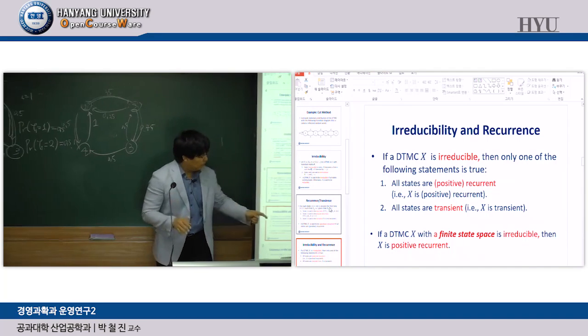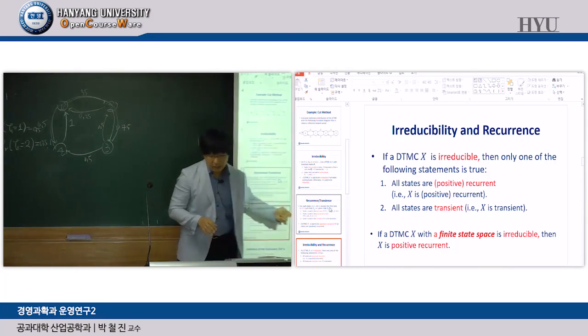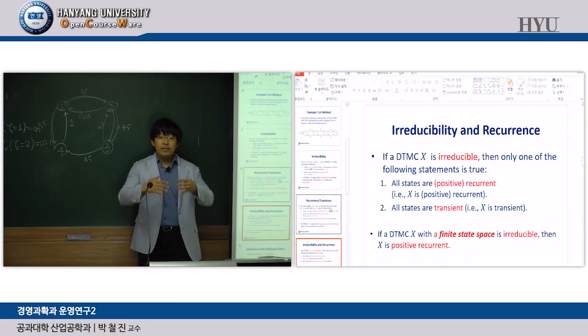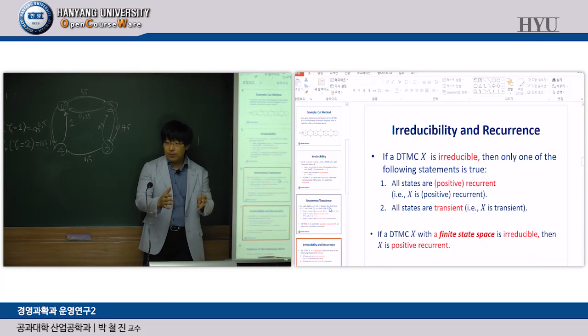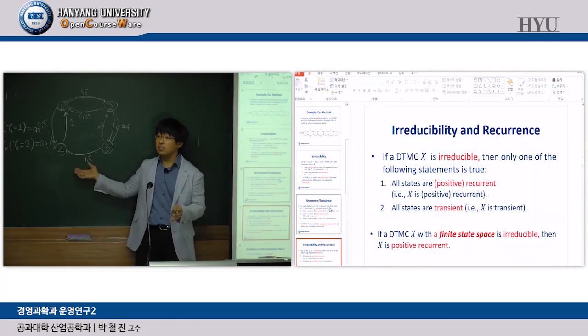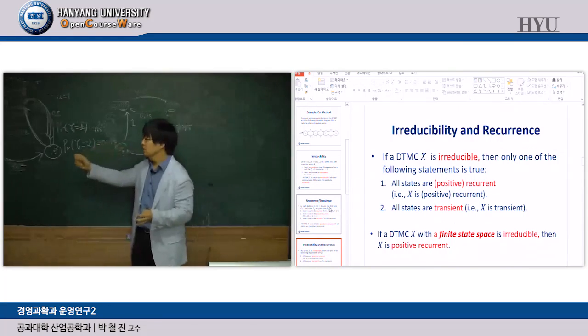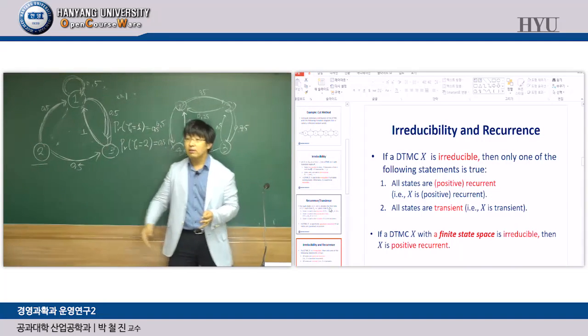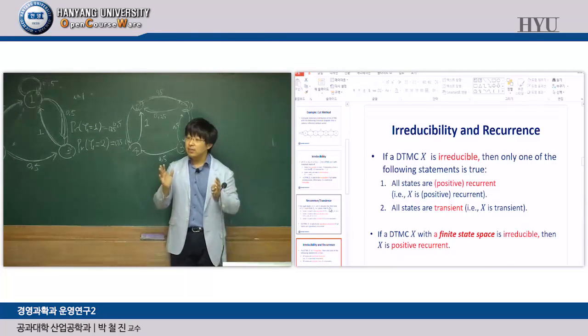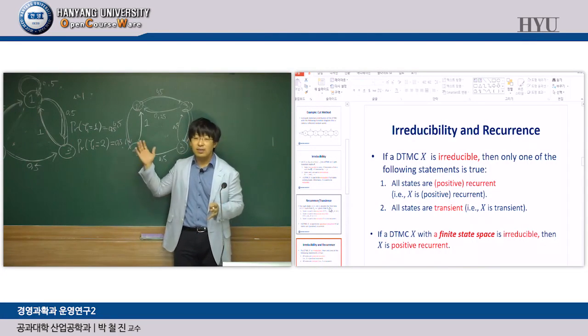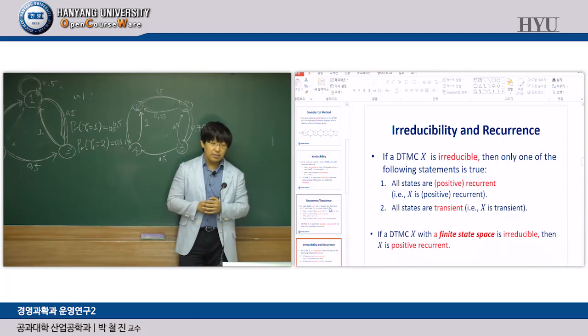And a very important concept is here. If the chain is irreducible with a finite state space, and mainly we are going to consider such cases, with finite states, right? 4 states, 3 states, and so on. As long as the chain is irreducible with finite states, then the chain is positive recurrent. You don't have to prove anything.